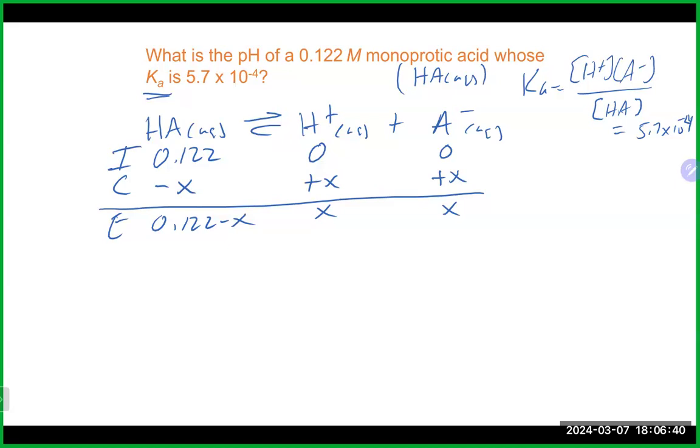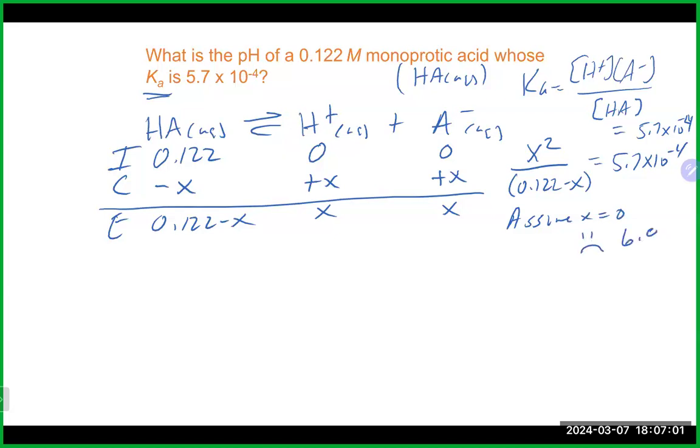We're going to go into our expression there, which will give us x squared divided by 0.122 minus x equals 5.7 times 10 to the minus 4. We could assume that x is equal to zero. And if you did that and you checked it, it is bad. It's like 6.8%, by the way. So the assumption does not work here, which means you do need to go back and solve it another way.